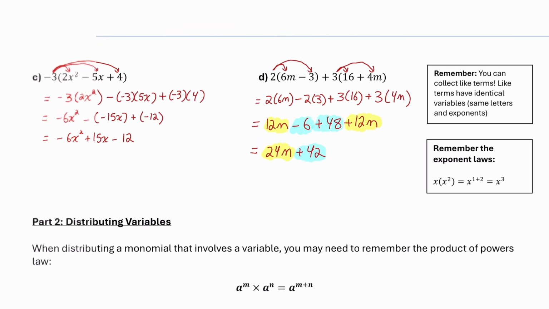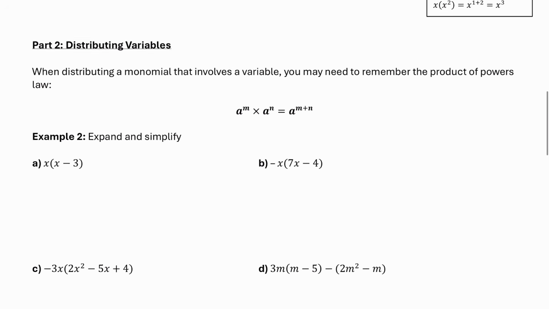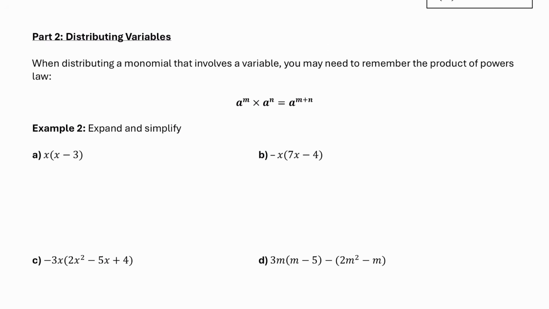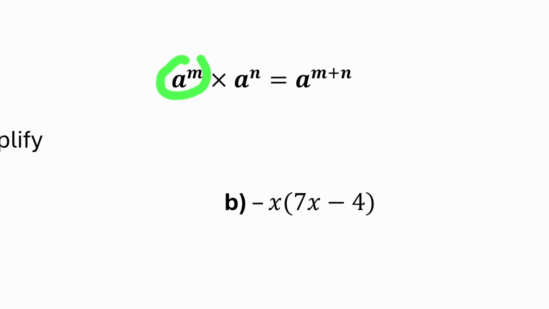And now let's move on to the next section, where the monomials in front of the binomials are going to involve a variable. So when distributing a monomial that involves a variable, we have to remember the product of powers law. And here's the product of powers law. When multiplying 2 powers that have the exact same base, right, their bases are both a, we can simplify the product into a single power by keeping the same base of a, but then adding their exponents, m plus n.